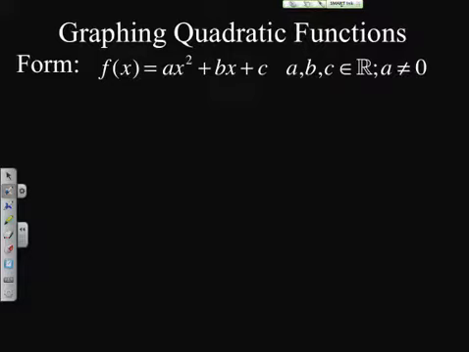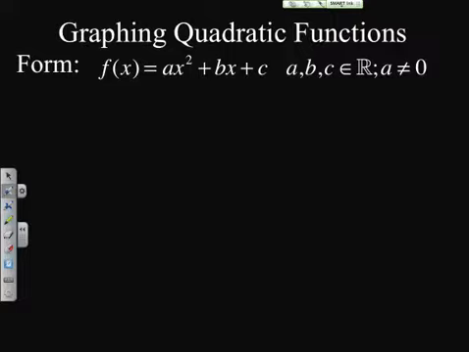Today we're going to look at section 3.5. This is on graphing quadratic functions. Quadratic functions will always have the standard form, or they can be written in the form of f of x equals ax squared plus bx plus c, where a, b, and c are all real numbers.